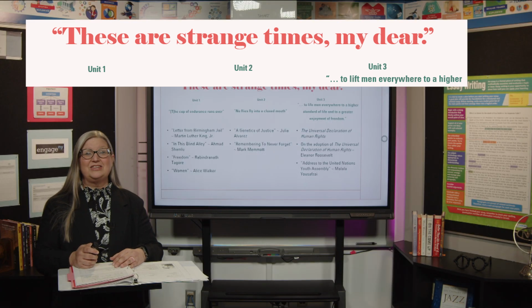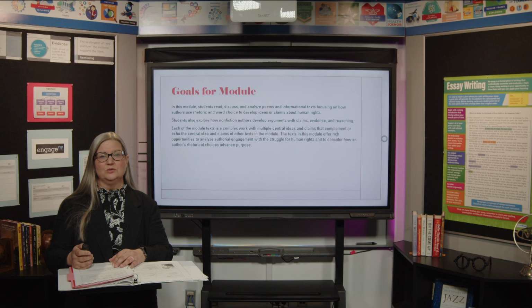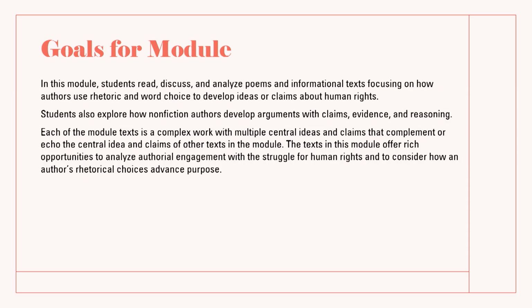All right, let's look at the goals for the module, and then we'll look at the goals for this particular unit. For the module as a whole, students will read, discuss, and analyze poems and informational texts, focusing on how authors use rhetoric and word choice to develop ideas or claims about human rights. Students also explore how nonfiction authors develop arguments with claims, evidence, and reasoning. And then lastly, each of the module texts is a complex work with multiple central ideas and claims that complement or echo the central idea and claims of other texts within the module.